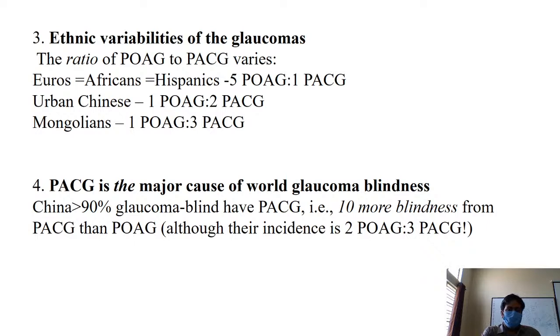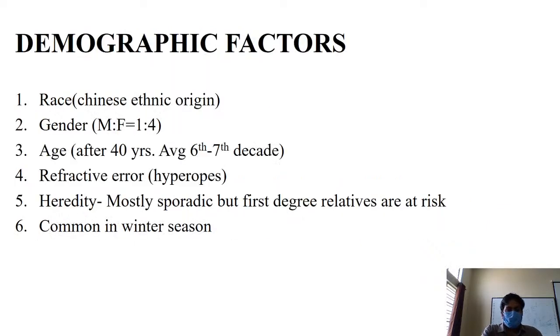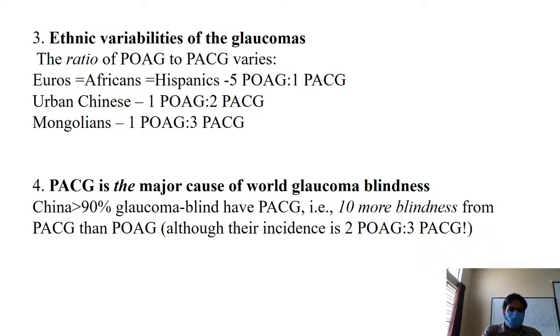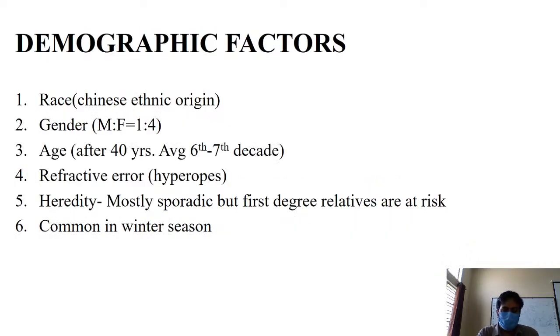Then there is some ethnic variability in angle closure glaucoma, and PACG is the major cause of world glaucoma blindness because these patients are not diagnosed properly, so they have more chances of presenting late to the ophthalmologist, and once they present, they already have some damage done to their eyes. Okay, and it is more common in the Chinese population because of the small axial length.